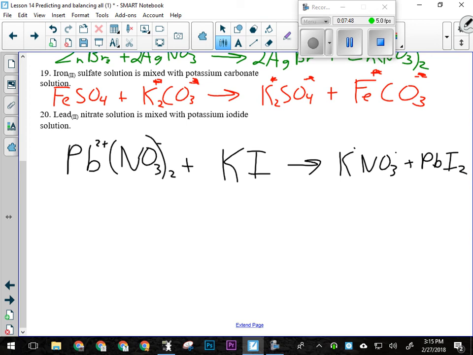And then to balance the whole reaction, I need a 2 here to balance my iodines, a 2 here to balance my potassiums. That gives me 2 nitrates. There's 2 over here. Everything else is good.